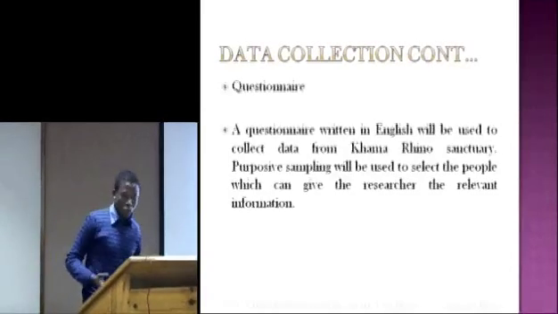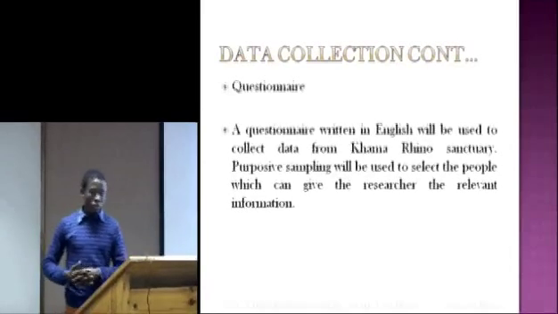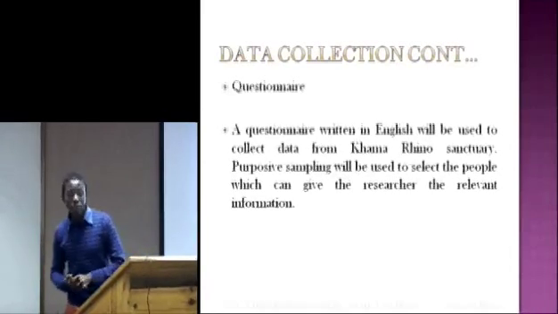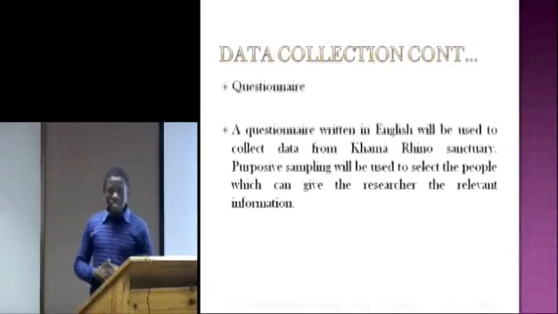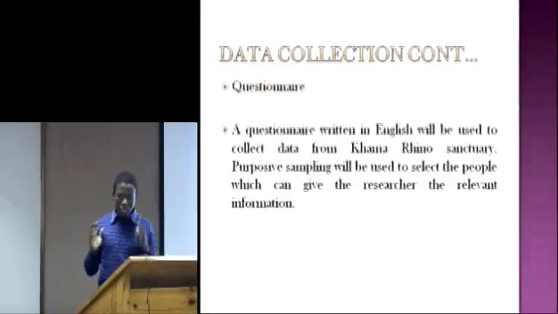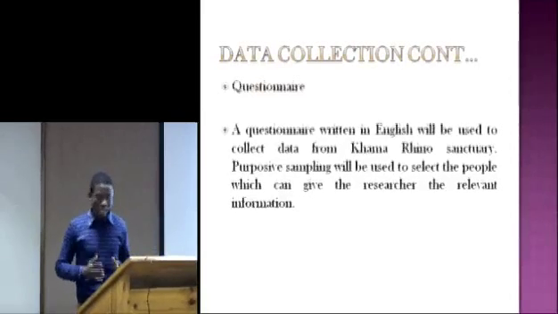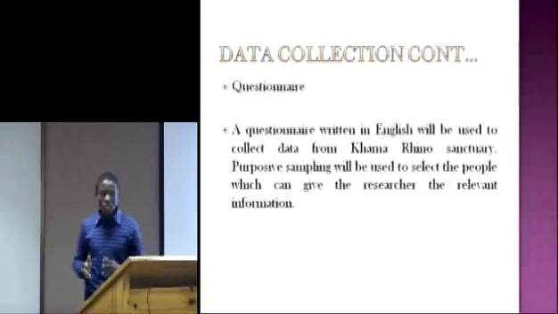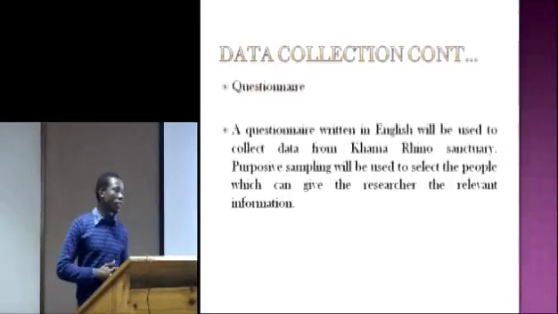Another one is the questionnaire for objective number 2. A questionnaire written in English will be used to collect data from Khama Rhino Sanctuary. Purposive sampling will be used to select the people who can give the researcher the relevant information.